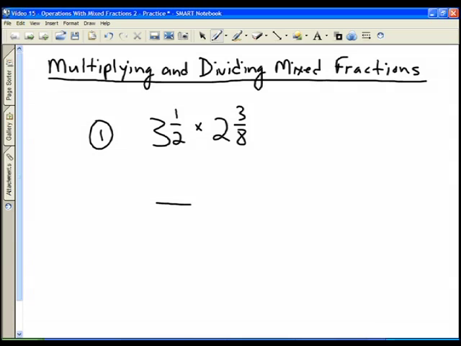As a review, remember, when you convert from a mixed to an improper fraction, between the denominator and the whole number is really a multiplication sign, and then an addition sign in the numerator. So to convert 3 1/2 into an improper fraction, it would really be 2 times 3 plus 1 all over 2. And we can do the same thing with this fraction: 8 times 2 plus 3 all over 8.